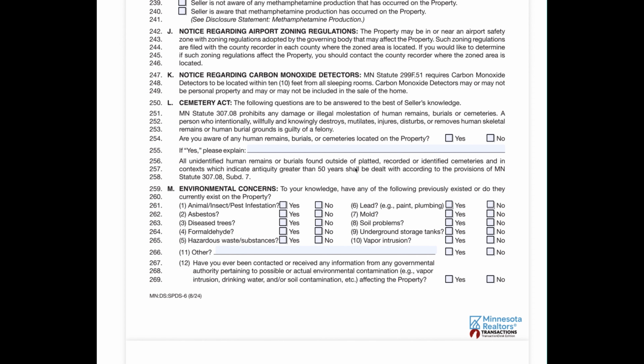This could be a very important one. I will always make sure that my seller fills this one out correctly, because if you put the wrong button and you check yes, people are going to know, where are the bodies?